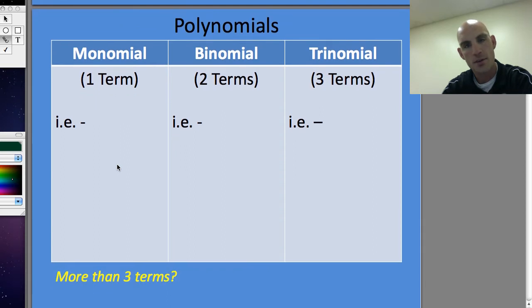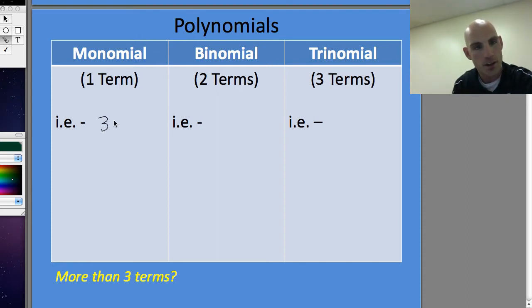Polynomials. There are 3 or 4 basic classifications of polynomials. Monomial. Mono meaning one term. So for example, 3x would be a monomial. Also would -5 or 7. Those are monomials. Those are things that have one term.